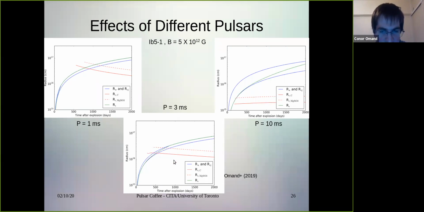And here we might have a little bit of magnesium silicon oxide that forms, but it seems like most of the gas will be ionized before we would start to form dust here. So we expect only carbon grain growth here. And in this one with a 1 millisecond pulsar, you can see that the ionization radius just hits the outer edge of the ejecta almost immediately. And so we never expect to see dust in this kind of system.